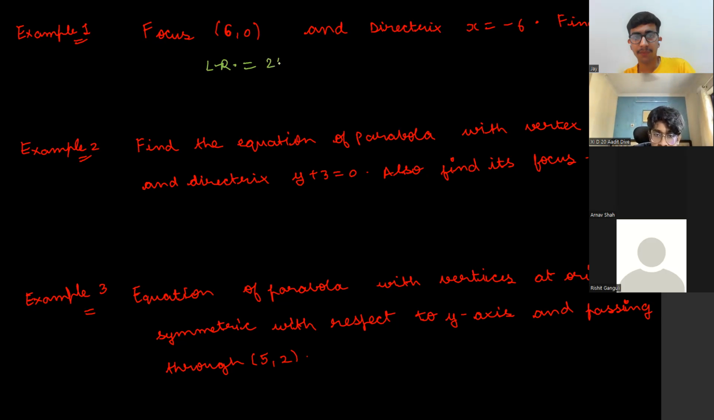24. What about the parabola ka equation? y square equals to 4ax. But a is already known, so put the value of a. 24x. Yeah, so y square is equal to 24x. Okay. Yes, Rishit, correct. Okay. Adit, correct. Second one.